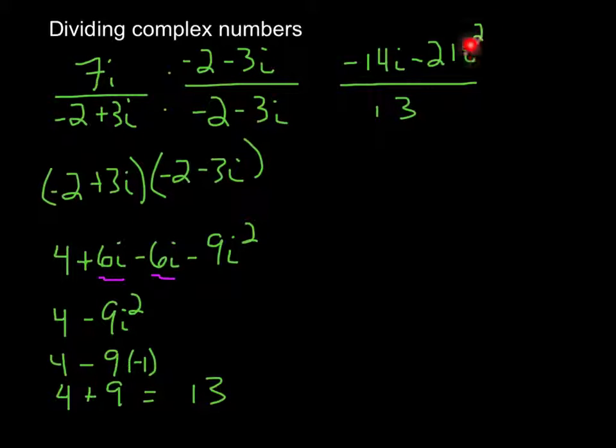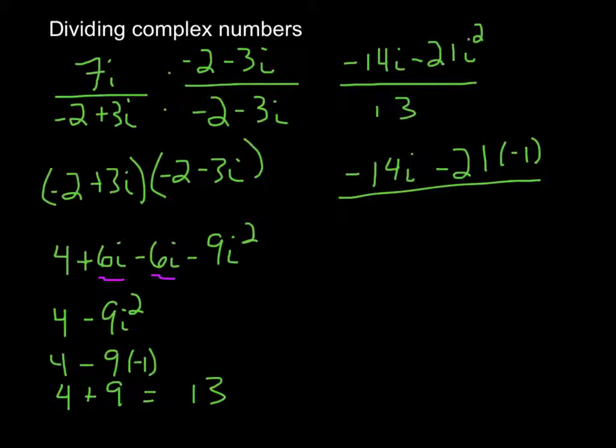The only thing that we're really concerned about is this i squared. I squared we know is equal to negative 1. So I'm going to rewrite this one right here, except I'm going to replace i squared with negative 1. So I'm going to go negative 14i minus 21, and instead of writing i squared, this is where I write my negative 1 times negative 1, all over 13. Well, negative 21 times negative 1 is going to yield me positive 21. So that's negative 14i plus 21 all over 13.